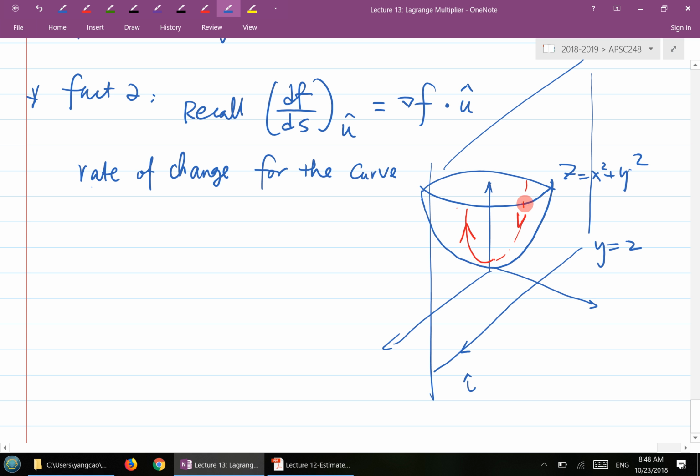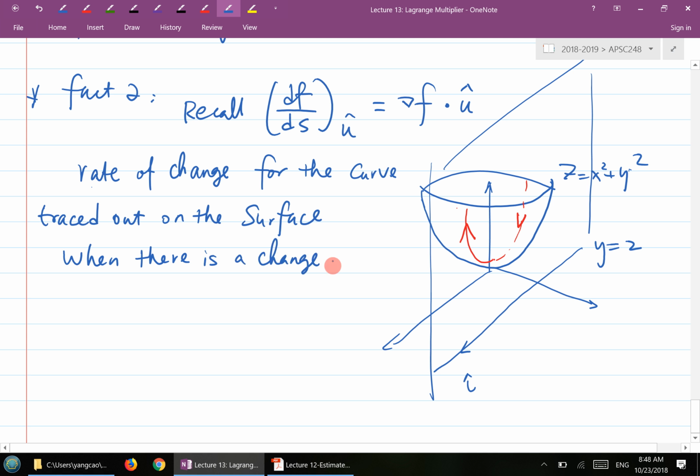which is this curve here, traced out on the surface when there is a change in the u hat direction. So rate of change, it's basically the slope concept. Okay, so that's the directional derivative concept.